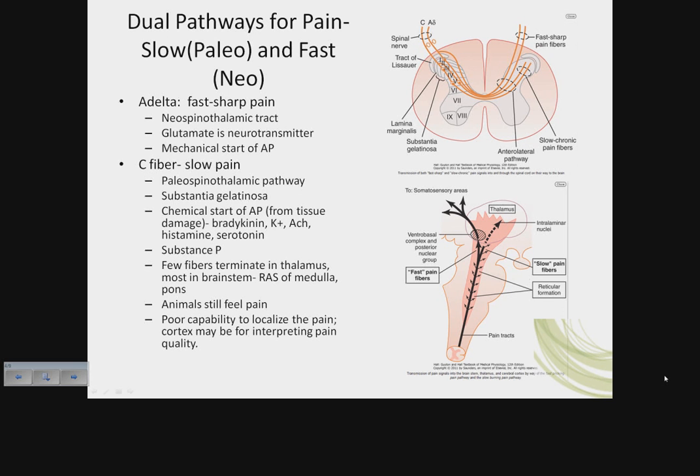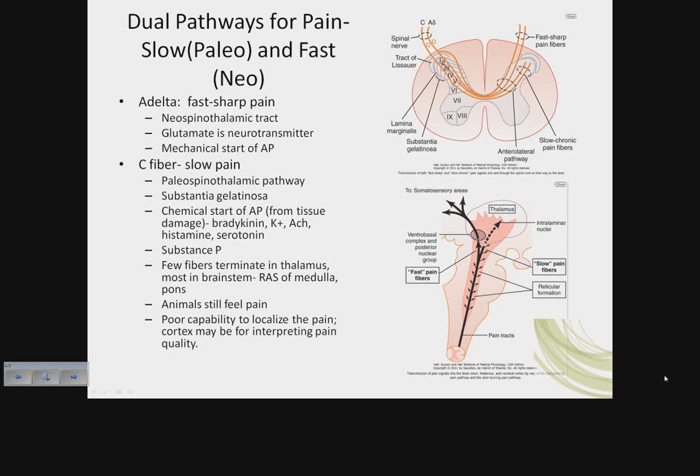And even when the cerebral cortex is disengaged in animals that have been studied, when they are subjected to trauma, they most certainly are displaying pain. It's sad that we're doing animal research, I get that, but it's important to know this. Although they're feeling the pain, they are not able to exactly localize the pain and interpret the pain quality. That's what we need the cortex for, and that's a later structure that has evolved in our brain.